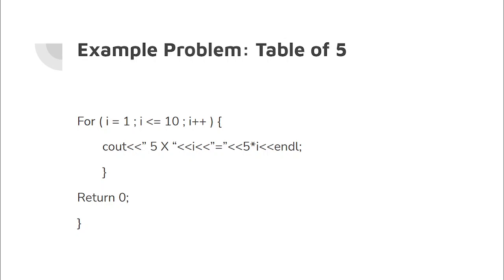Now let us have a look at an interesting example using a for loop. We are going to make the table of 5 using the for loop. First, we set the value of i to be equal to 1 and increment it till 10. We print cout 5 times the value of i, then 5 * i, and the end of line, so that each of the multiplications will be in a new line.